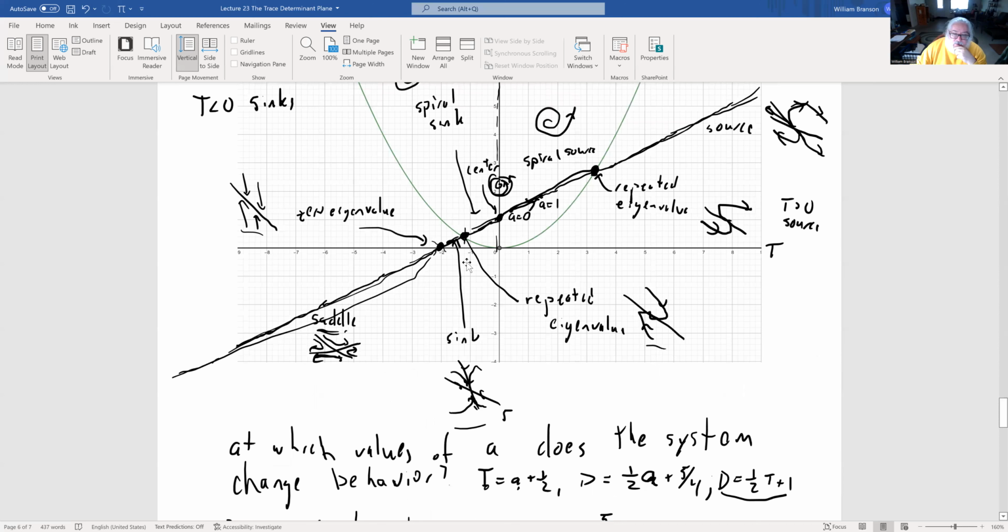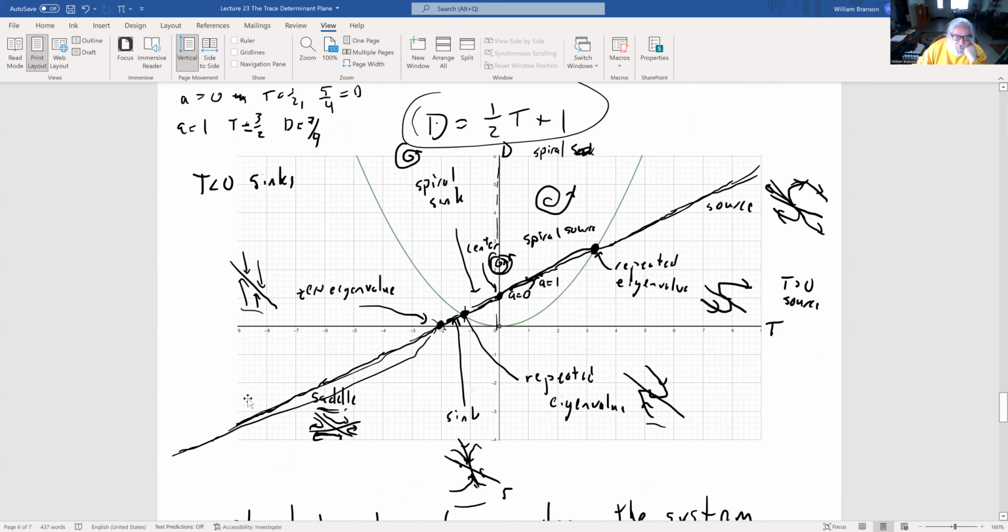So we've traced our system: saddle, to 0 eigenvalue, to sink, to repeated eigenvalue, to spiral sink, to center, to spiral source, to repeated eigenvalue, to source. And notice that the special cases, the 0 eigenvalue, the repeated eigenvalue, the center, the repeated eigenvalue, only occur for one value of a. They're borderline cases. Between a spiral source and a source, you get a repeated eigenvalue. Between a saddle and a sink, you get a 0 eigenvalue.